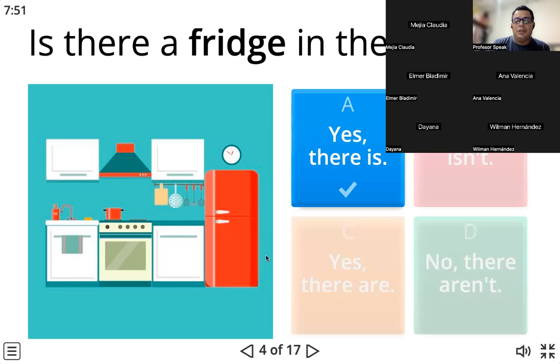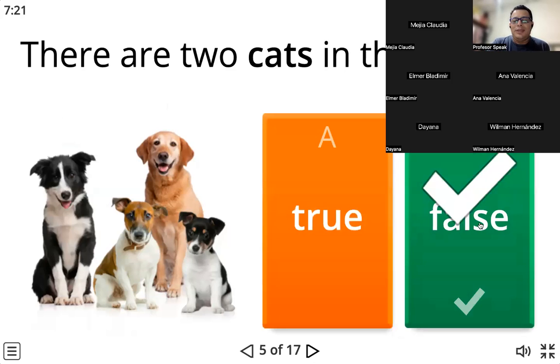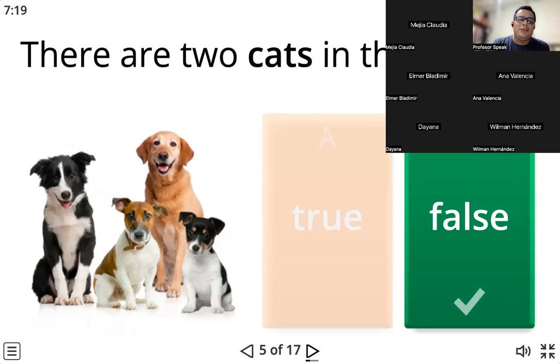Claudia, let's move on to the next one. Look at the picture and look at the sentence. Can you read the sentence for us, please? There are 2 cats in the picture. Is that true? False. There are 4 dogs in the picture. Excellent. So it is false. Perfect. Very good, Claudia. Thank you.